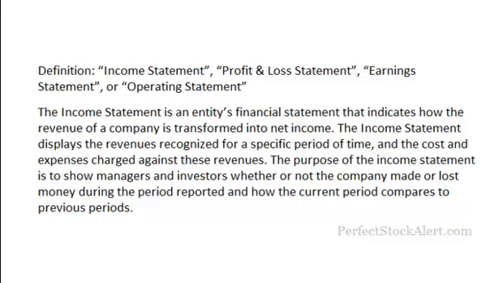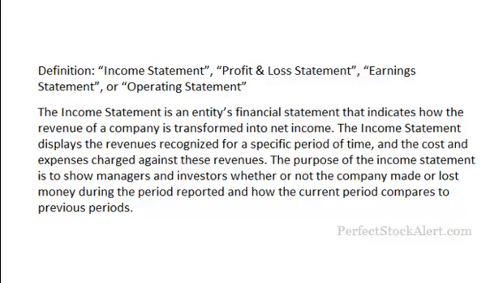The income statement is an entity's financial statement that indicates how the revenue of a company is transformed into net income. The income statement displays the revenues recognized for a specific period of time and the costs and expenses charged against these revenues. The purpose of the income statement is to show managers and investors whether or not the company made or lost money during the period reported and how the current period compares to previous periods.